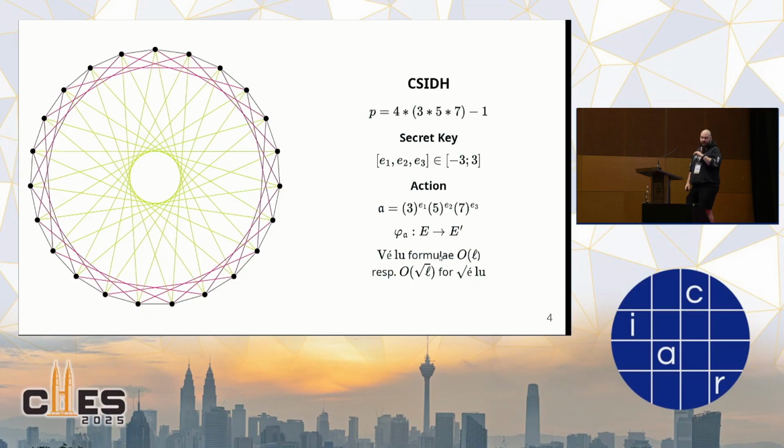And each isogeny I compute with something that's called the Vélu formula. The important point here is essentially that the cost of my isogeny depends on my isogeny degree. The normal case is linear, but there's also a more optimized version where it's the square root of my degree.